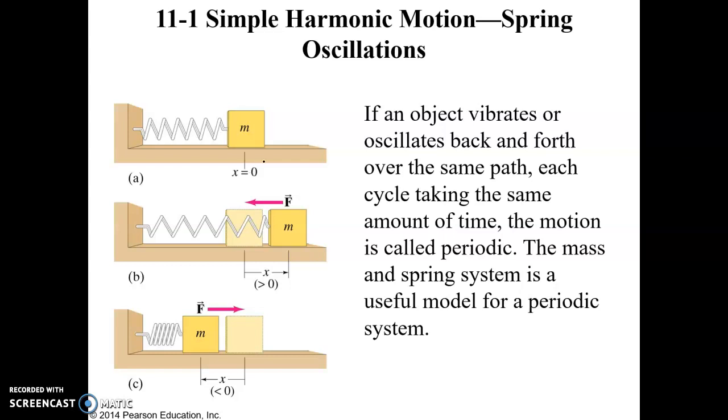What we can do with this type of setup is pull the block away from the point where the spring would be relaxed, and it requires a force to do that. It puts some stored potential energy into the spring, and then we let it go. The spring wants to return to its original relaxed state, so it moves the block to the left, but it doesn't immediately stop at that relaxed point. It shoots right past it to the left, and then the spring gets compressed.